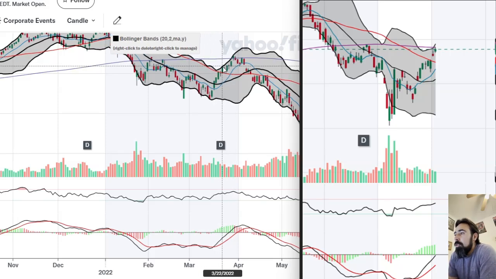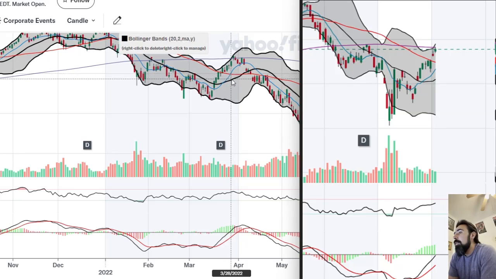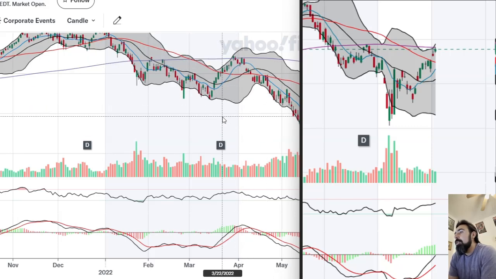We have the 200 over the 50, but the blue, my 10 period, is between the 50 and the 20. So in comparison, we're right here on March 28th of 2022 in a similar fashion. And what happened? It let the 10 period moving average catch up to it, just hung out at the 200, and then kept going down. So that's not looking ideal for us.